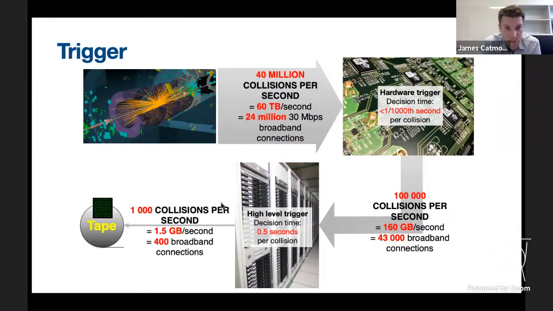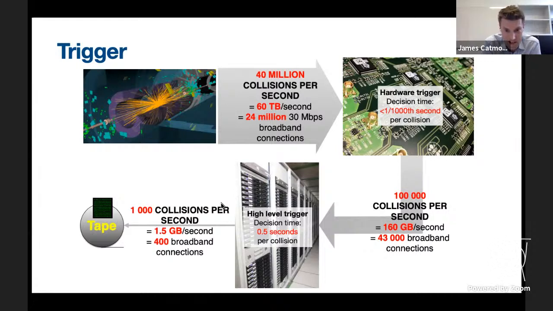And it also turns out that most of that data isn't of particular interest, so we can throw away almost all of this. We do this in two stages. The first is done with hardware, electronics based inside the detector, and it only has 1/1000th of a second to determine whether to save the data from a collision. This gets us down to about 100,000 collisions per second, which is around the number of broadband connections in a small town.